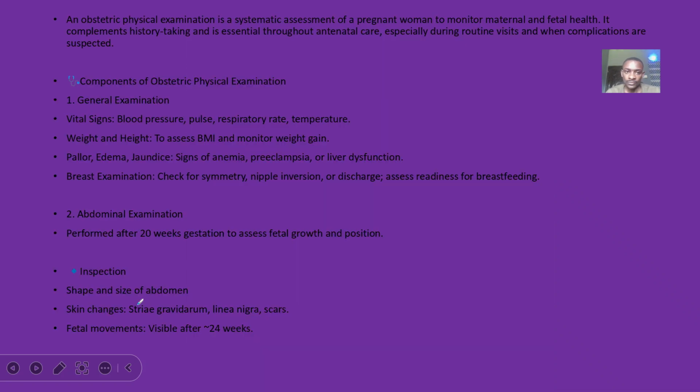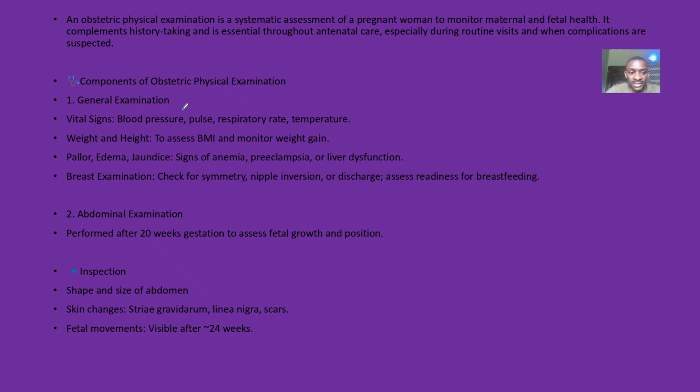Okay, so it's a systematic assessment of pregnant women because you want to monitor how the mother's health is still being maintained. You want to monitor how the baby is also doing. So you do general examination. You are looking at the vital signs, her weight and height, skin changes, jaundice, signs of anemia. Then you look at the breast.